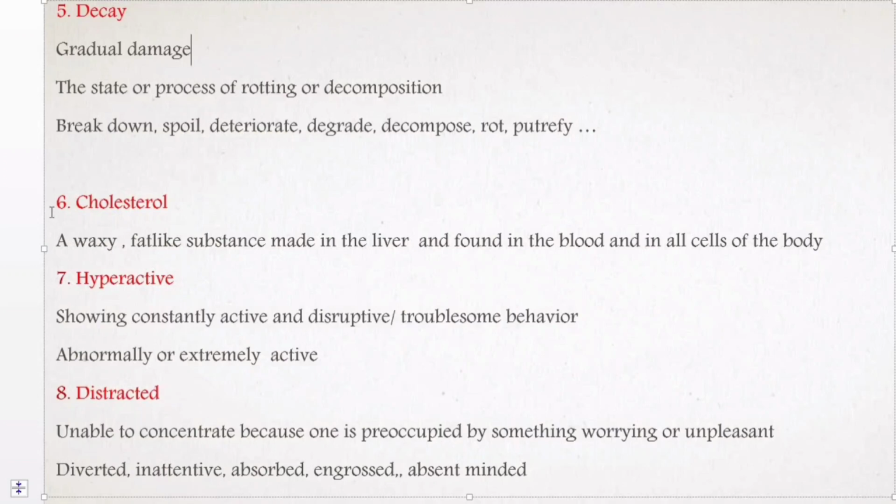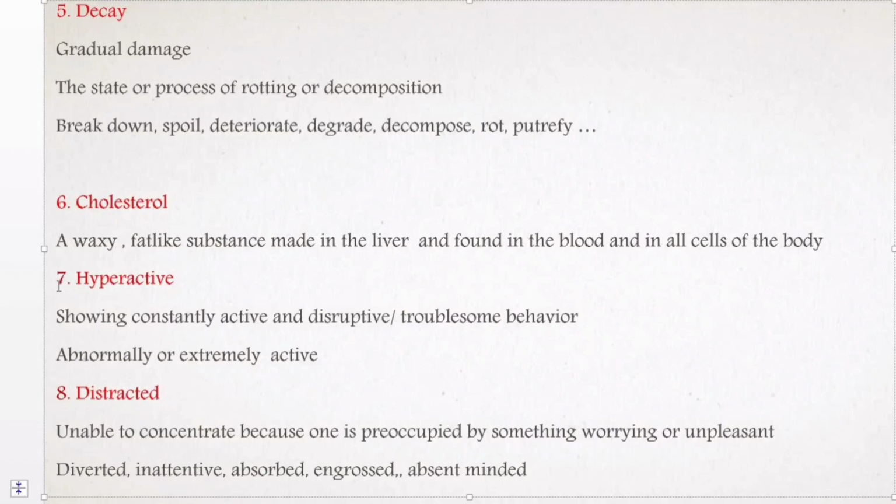And the sixth word is cholesterol. Cholesterol means a waxy, fat-like substance made in the liver and found in the blood and in all cells of the body. Again, cholesterol means a waxy fat-like substance made in the liver, and found in the blood and in all cells of the body.